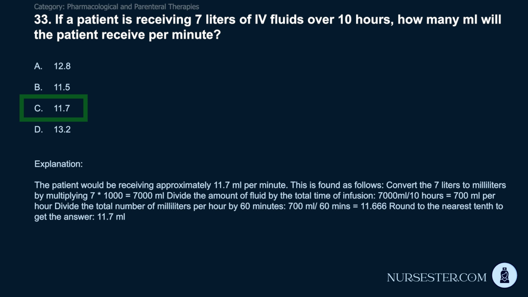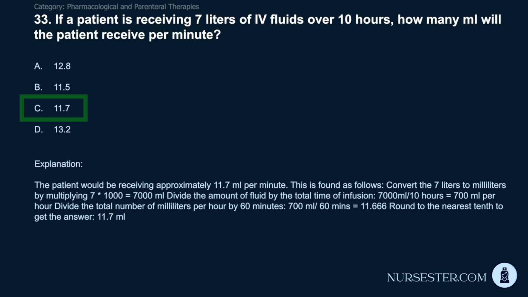This is found as follows. Convert the 7 liters to milliliters by multiplying 7 times 1000, which is equal to 7,000 milliliters. Divide the amount of fluid by the total time of infusion. 7,000 milliliters per 10 hours equals 700 milliliters per hour. Divide the total number of milliliters per hour by 60 minutes. 700 ml/60 minutes equals 11.666. Round to the nearest tenth to get the answer.